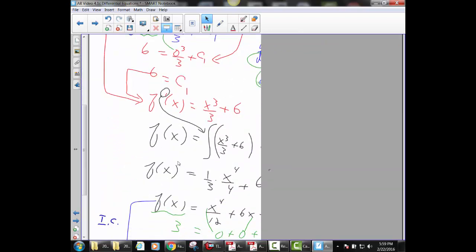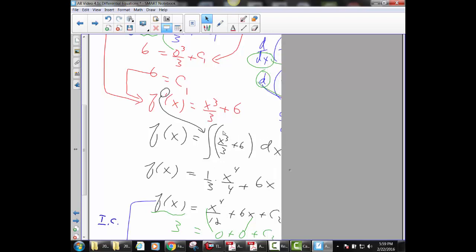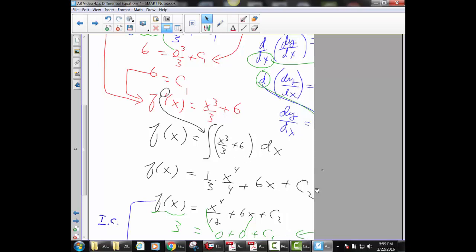Once I have that, the first derivative, then I can integrate to get the original function. So I get rid of the prime or the derivative by taking the antiderivative on the other side. Don't forget the differential. And now this time I pull out the third. I have x to the fourth over 4 plus 6x plus c. Now I have to call that c2. I can't call it c1.